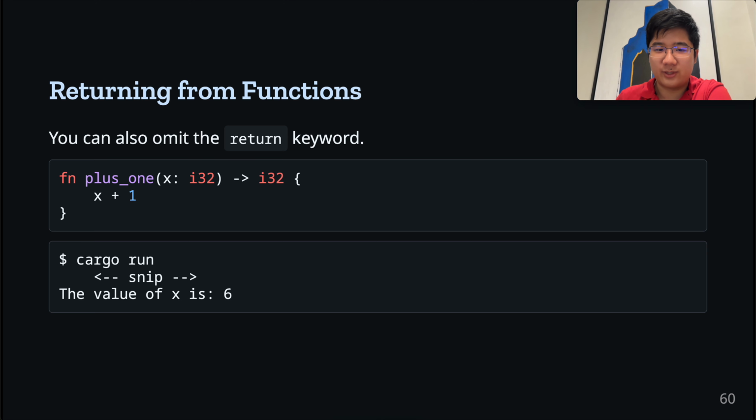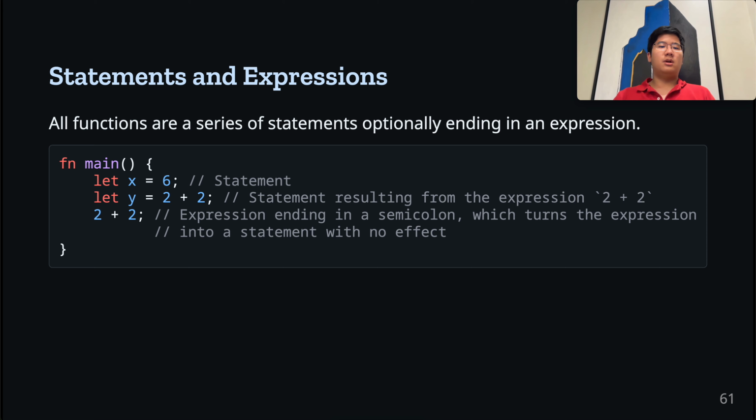We can also omit the return keyword. What's going on here? How can we return without the return keyword? If you're familiar with the functional languages, we have this concept called expressions, where a function is an expression and it's going to return some expression. Here, we're allowed to return the last expression. We also have this thing called statements, which is usually denoted with a semicolon.